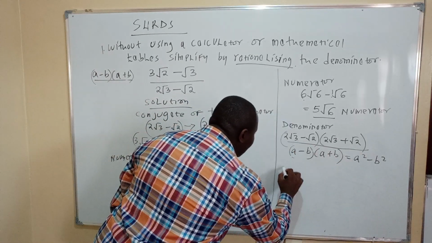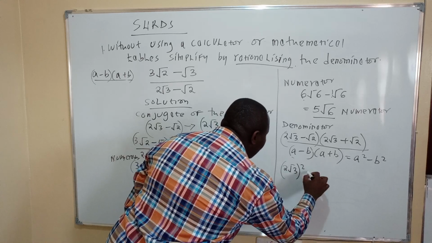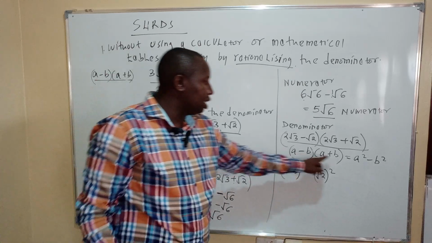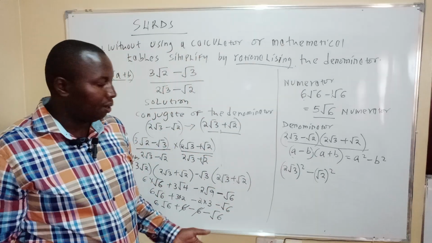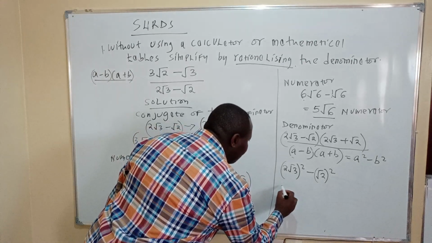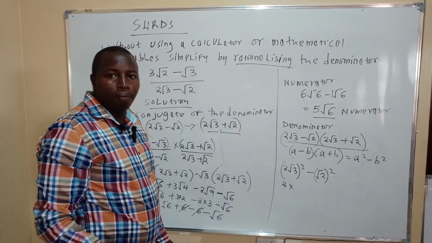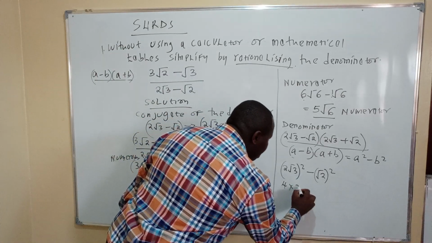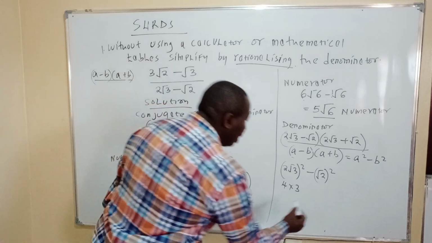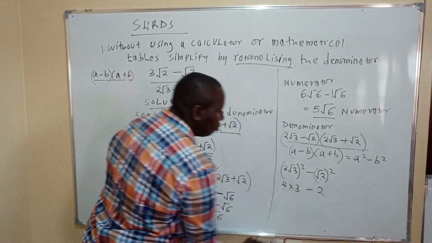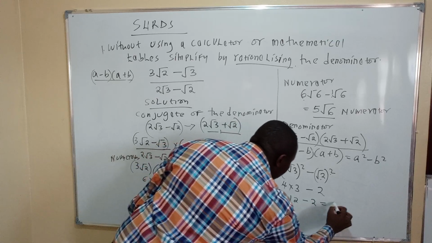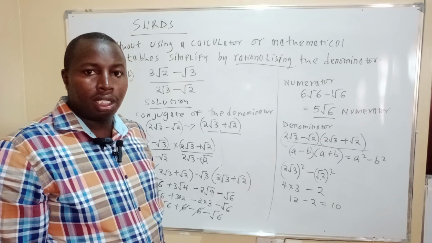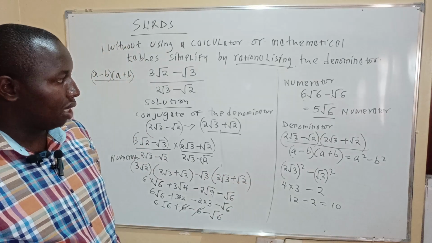This one, you take the one that is negative: 2 root 3 squared minus root 2 squared, because you get the same thing. If you expand this, you get a squared minus b squared. So what is 2 squared? That is 4. Root 3 squared is 3. And then root 2 squared is 2. So this becomes 12 minus 2. You get 10.